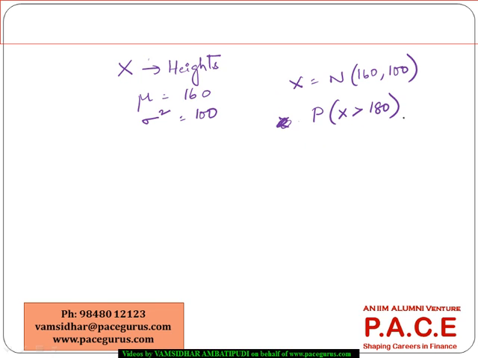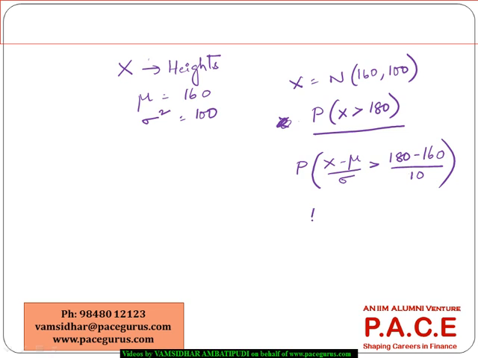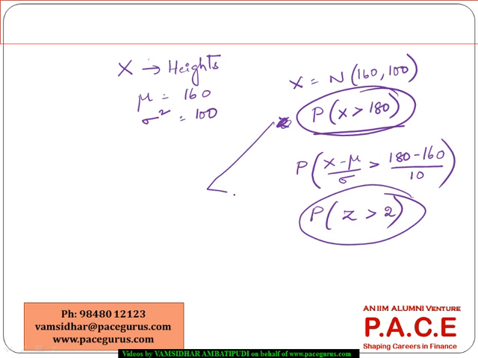Answering this question is the same as converting this X in the form of Z: (X minus mu) by sigma greater than (180 minus mu 160) by sigma 10. So this is nothing but Z greater than 2. What is the probability that Z is greater than 2? The probability that X is greater than 180 is equivalent to the probability that Z is greater than 2. These two are one and the same.